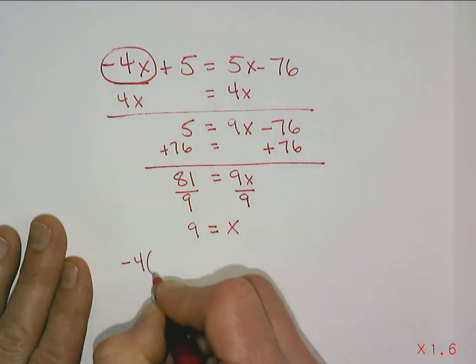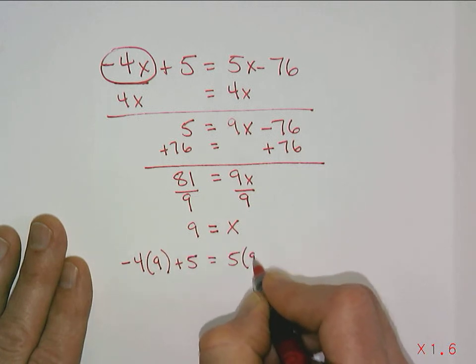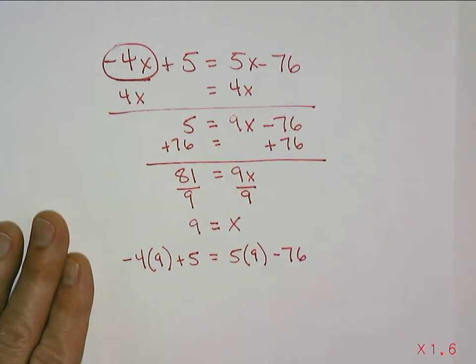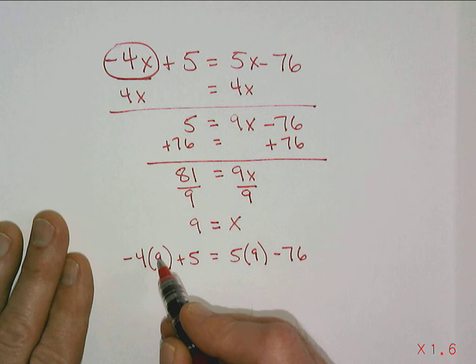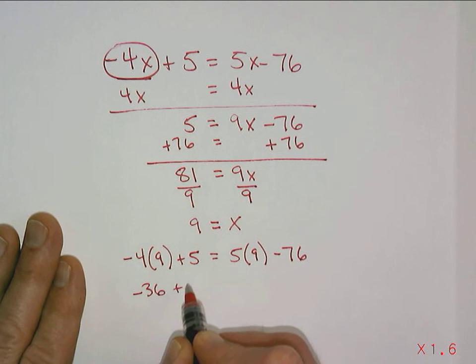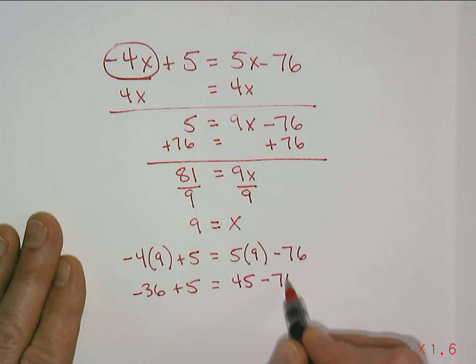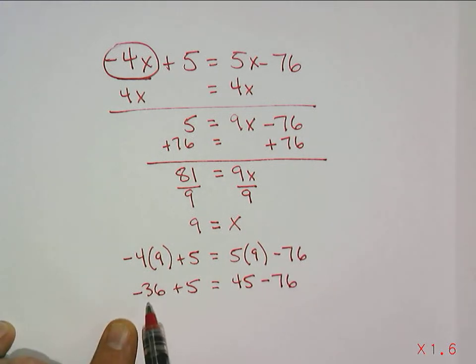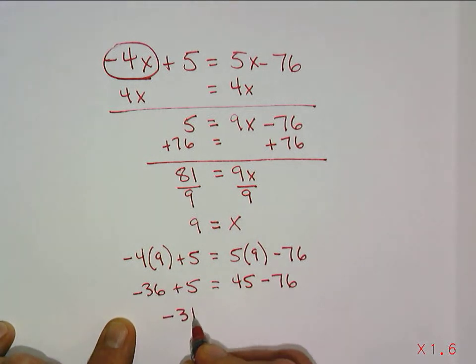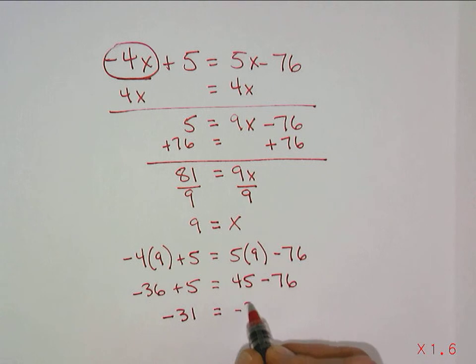Negative 4 times 9 plus 5 equals 5 times 9 minus 76. So let's see if that actually works out. I'll just put the 9 in where the x was. So that would be 9 times negative 4 is negative 36 plus 5. And 9 times 5 is 45 minus 76. And so if we take negative 36 plus 5, that's going to be negative 31. And if you think about 45 and a negative 76, that also makes a negative 31. And sure enough, it works.